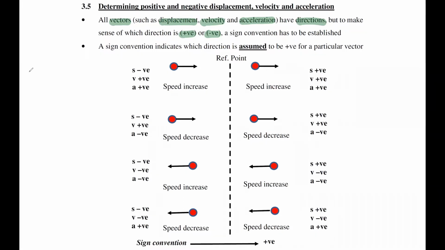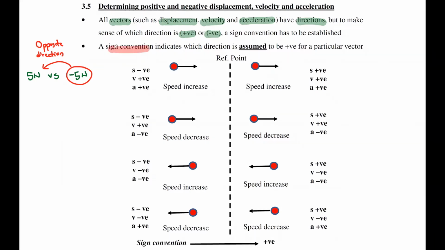Take for example, if you have a 5 Newton force versus a negative 5 Newton force. The negative sign here simply means that it is acting in the opposite direction to the positive 5 Newton force. But how do we know whether it's acting towards the right, left, upwards, or downwards? We would first need to know which direction is positive.